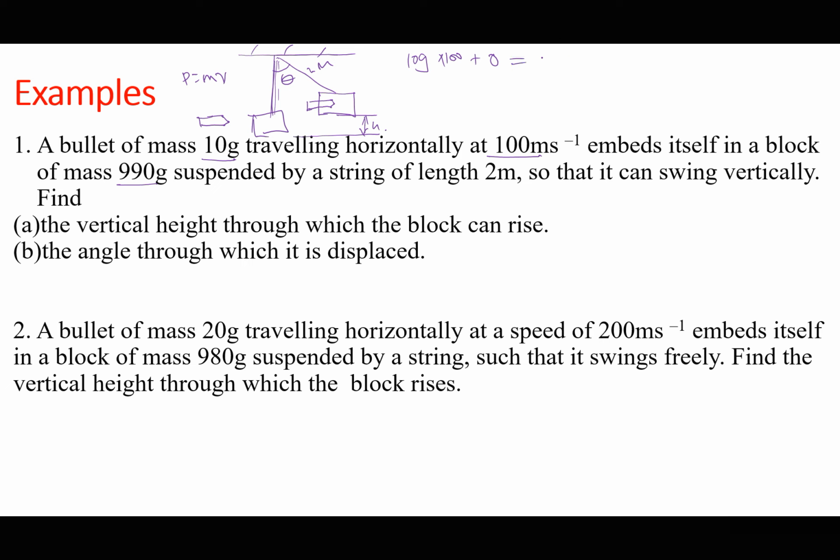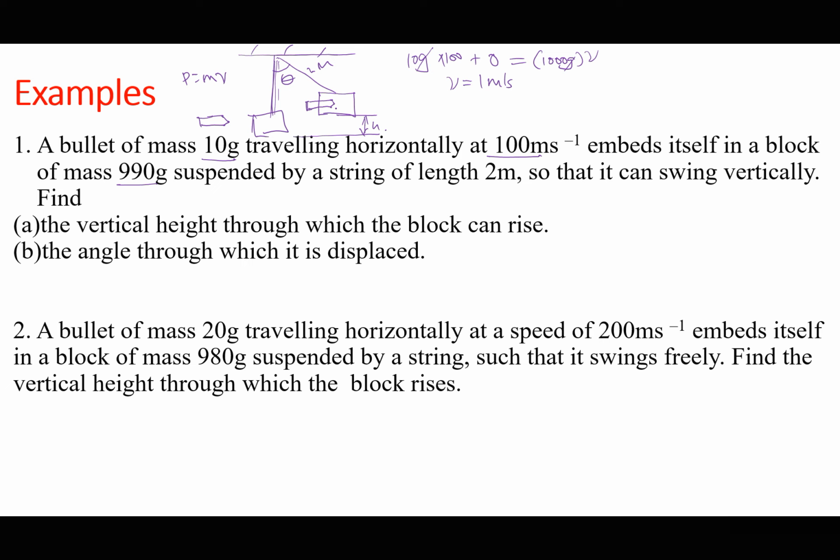After collision, it becomes one mass, which is 10 plus 990, which is 1000 grams, times the velocity with which the system moves, which I'm going to call v. So grams have cancelled out, so v is going to be equal to 1 meter per second. That is the velocity with which the system moves initially when the bullet hits the wooden block.